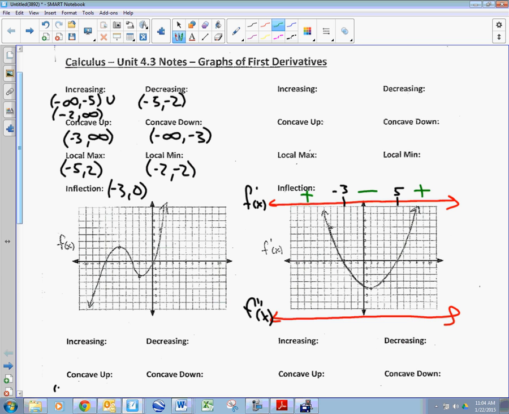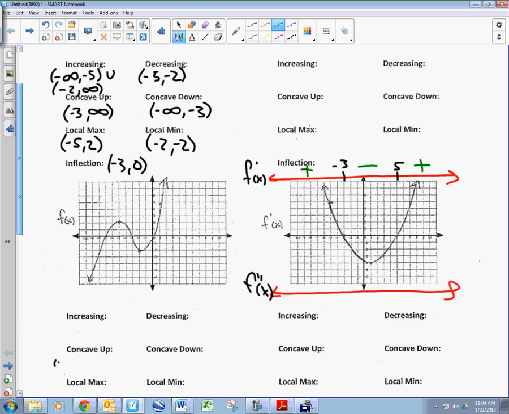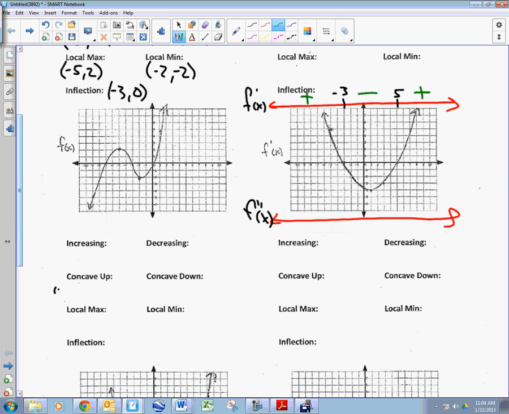Now, raise your hand if you're semi-confused about that. It's okay. Okay, only like half a hand went up. Should be more. But this is generally where it starts to then make sense for people.